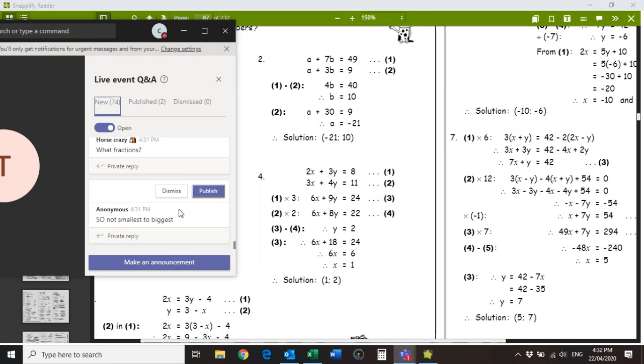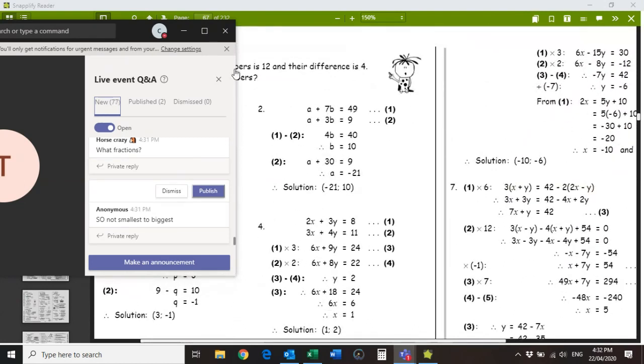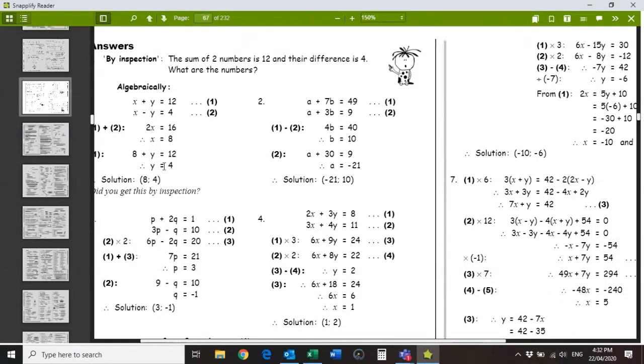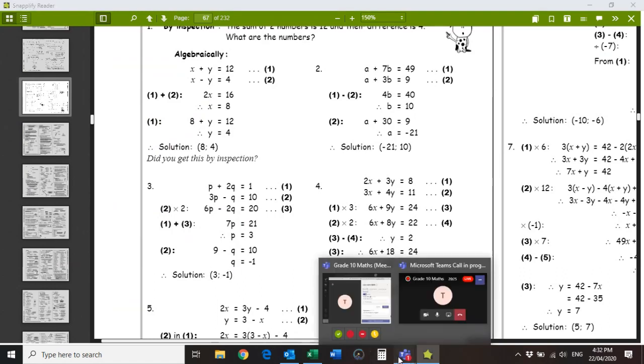No. Okay, guys, very important. Not smallest to biggest, hey? Not smallest to biggest. Alphabetical order. Look at the A and look at the B. Okay, that's very important. Not smallest to biggest, no. Have a look here, at number 3. Number 3's answer was 3 and minus 1. But can you see that P in the alphabet comes before Q? So that's PQ. Remember, this is AB. This is XY. Okay, this is also XY. So it's not smallest to biggest. It's in alphabetical order. Something you should note.